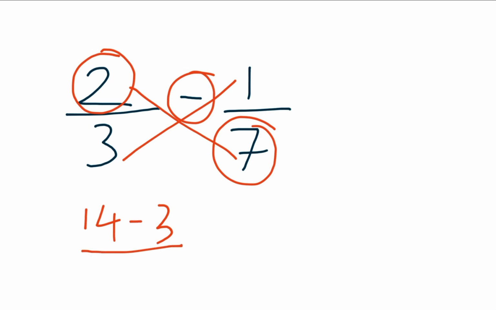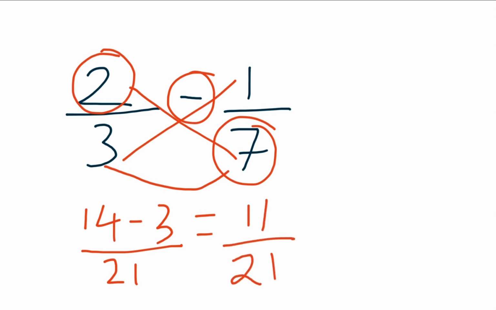So we put takeaway, and then don't forget at the end of your question, you smile. So 3 times 7 is 21. 14 take away 3 is 11. The denominator stays the same, so you get 11 over 21.